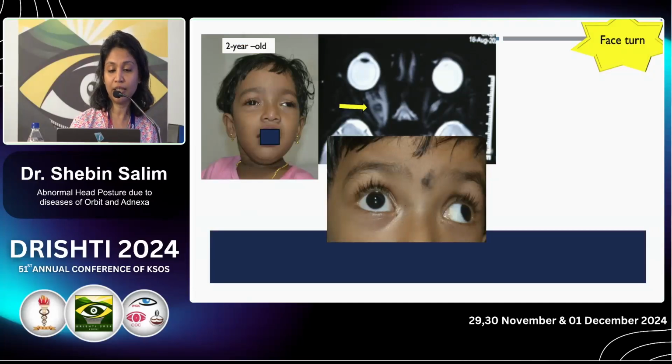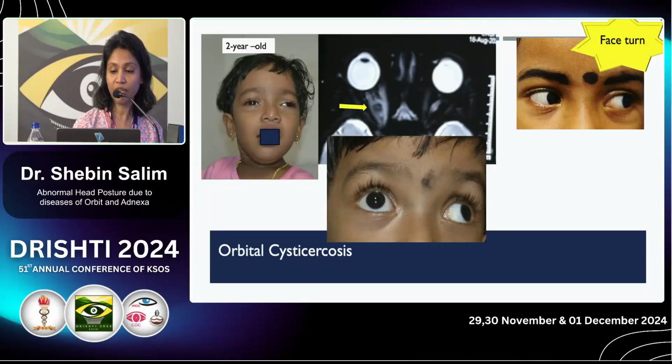Again, a similar case, cysticercosis of the orbit. Here we can see that the cyst is lodged between the optic nerve and the medial rectus muscle. So the child has the face turned towards the opposite side. In the right eye, there is adduction restriction. This is after treatment, there is complete improvement.